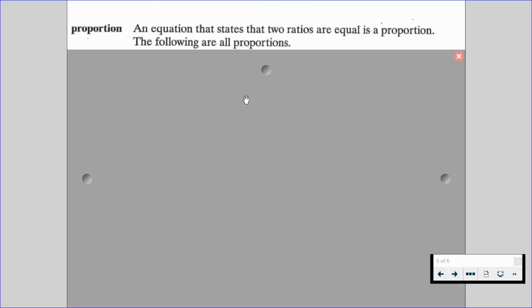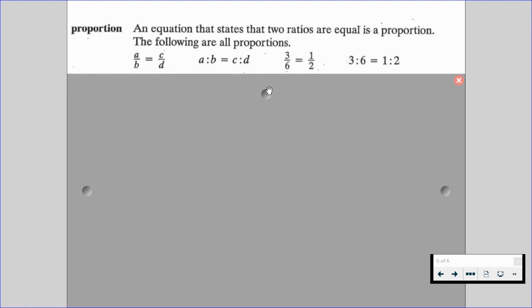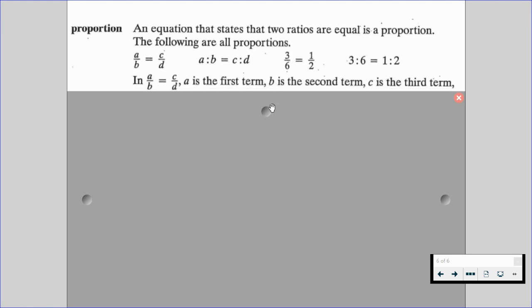And a proportion is an equation that states that two ratios are equal. That's going to be a proportion. So the following are all proportions. A over B equal to C over D. A colon B is equal to C colon D. 3 over 6 is equal to 1 over 2. And 3 colon 6 is equal to 1 colon 2.